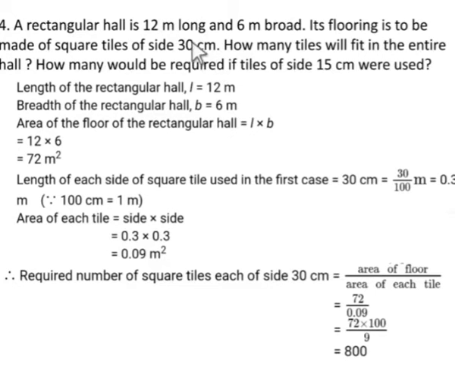So children, here first we will write the given part. Length of rectangular hall, that is L, equal to 12 meter, and breadth of rectangular hall, that is B, equal to 6 meter. Now area of the floor of a rectangular hall is length into breadth. Here we will take the formula of area of rectangle, as the hall is rectangular in shape. That is 12 into 6, that is 72 meter square. So this is the area of the rectangular hall.